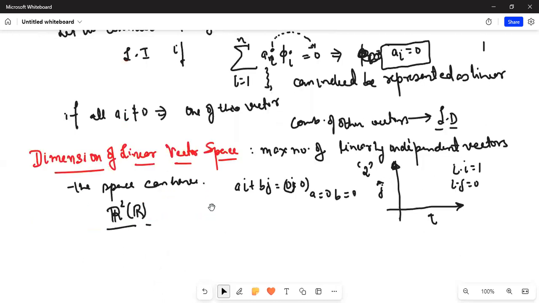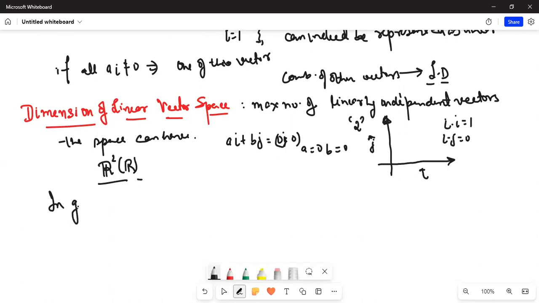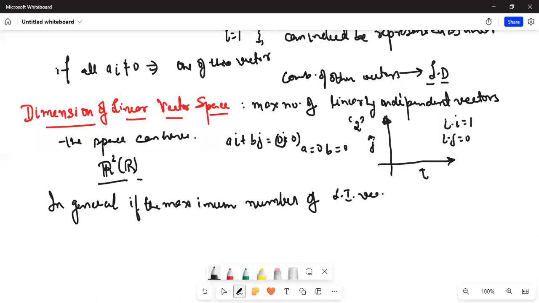So in general, if the maximum number of linearly independent vectors in a space Rn is n, then this particular space is called an n-dimensional space.